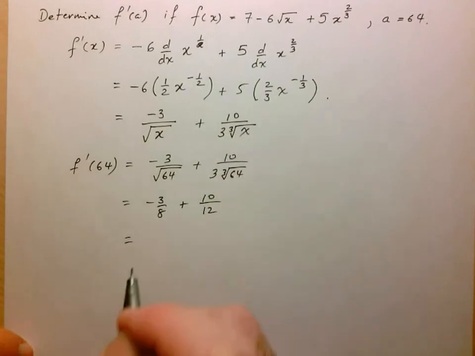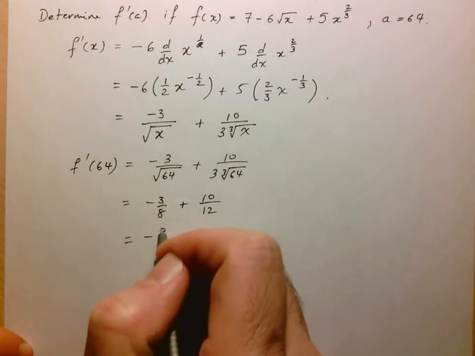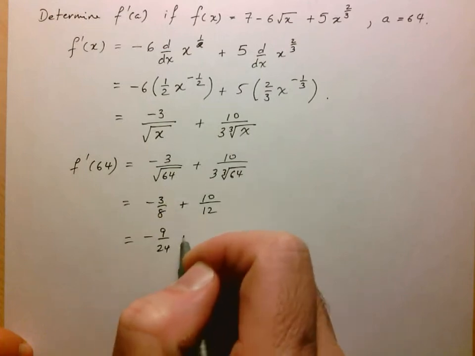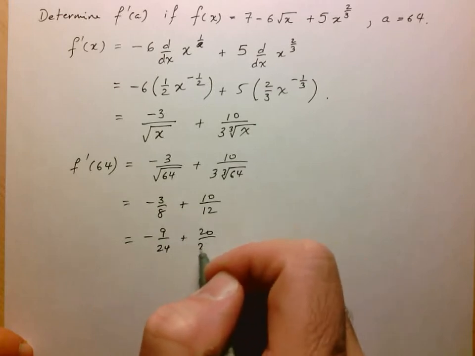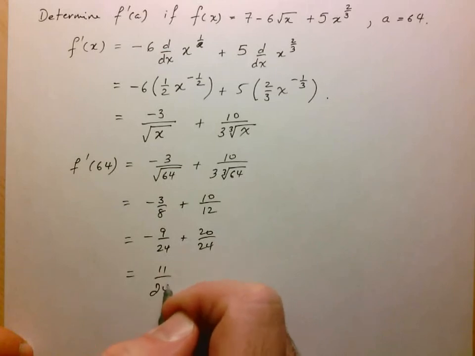So let's put everything over one denominator. I guess 24 will be the way to go. So this will be negative 9 over 24 plus 20 over 24, and negative 9 plus 20 is 11. So there we go.